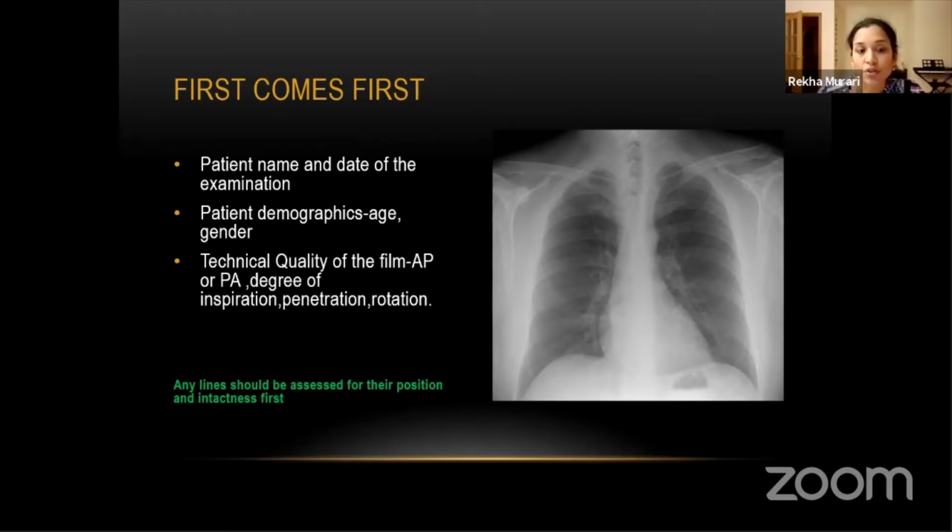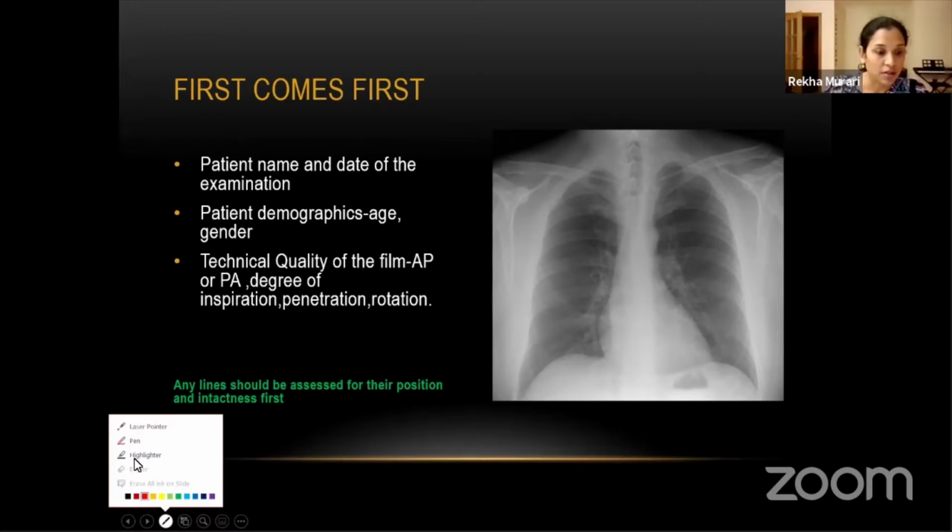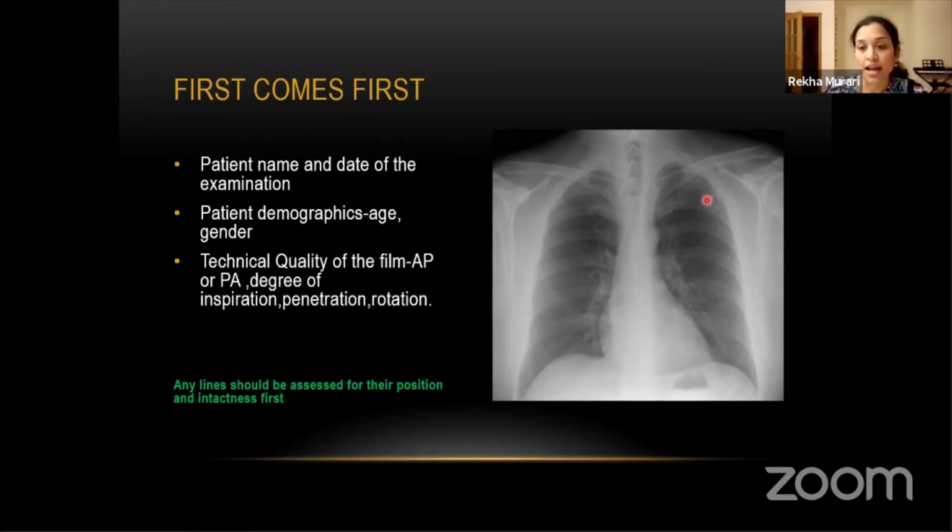It's also very important to look at the degree of inspiration. One way to determine that is to look at the lung fields in general and also count the ribs. For a good degree of inspiration, we should be able to count at least 6 ribs anteriorly and at least 10 ribs posteriorly, which is a good inspiration film.